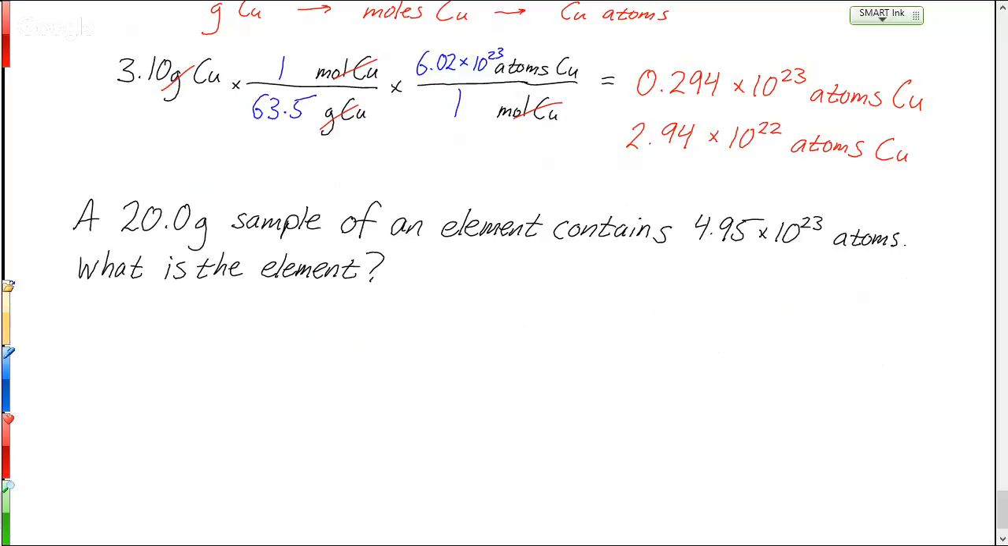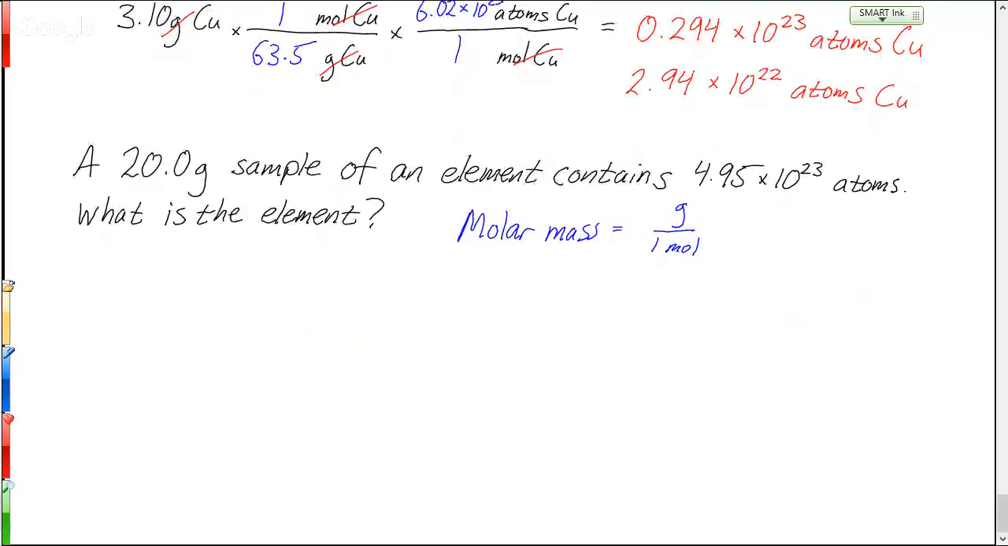All right, let's take a look at this one because it's a little trickier. So we want to identify the element by its molar mass. We know the units for molar mass are grams per 1 mole, because molar mass is how many grams are in 1 mole. So grams per 1 mole, which means we need to divide a gram by a mole. So we've got a gram, we know the mass of the sample, but we don't know the moles, we know the atoms. So how can we convert atoms to moles?